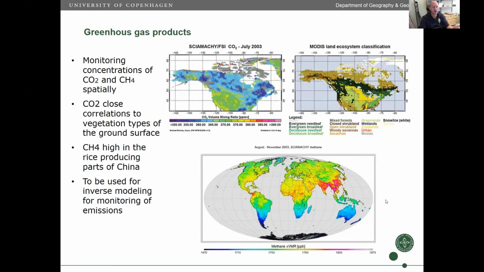Next, here we have an example of a product of methane across the Earth, and you can clearly see that there are very high concentrations in India and in China, where we are producing a lot of rice. So this is causing a lot of methane emissions here.